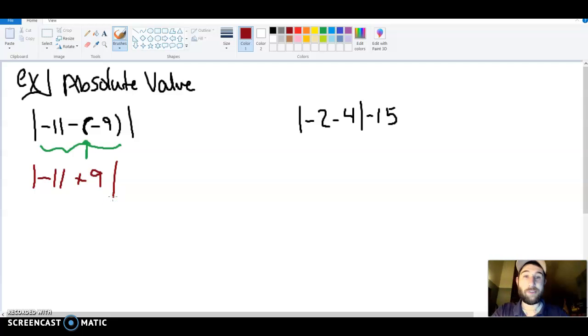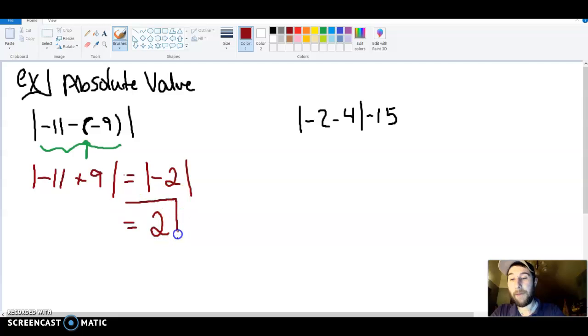And so, doing our arithmetic there, negative 11 plus 9 means we're working with negative 2. But because that negative 2 is in our absolute values, they take effect, and it just means we're working with a positive 2 as our answer. So let's go ahead and take a look at the second one here. Here we have a negative 2 minus 4.